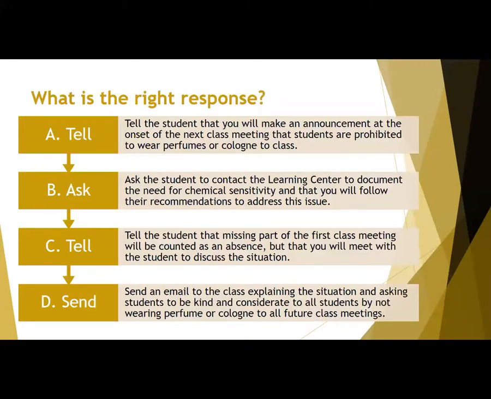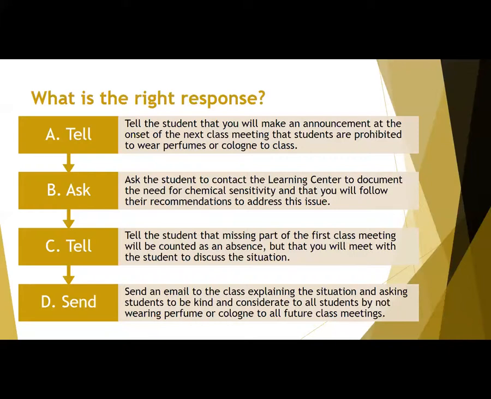Could it be A, tell the student that you will make an announcement at the onset of the next class meeting that students are prohibited to wear perfumes or cologne to class? Could it be B, ask the student to contact the Learning Center to document the need for chemical sensitivity and that you will follow their recommendations to address this issue? C, tell the student that missing part of the first class meeting will be counted as an absence, but that you will meet with the student to discuss the situation. Or D, send an email to the class explaining the situation and asking students to be kind and considerate to all students by not wearing perfume or cologne to all future class meetings.